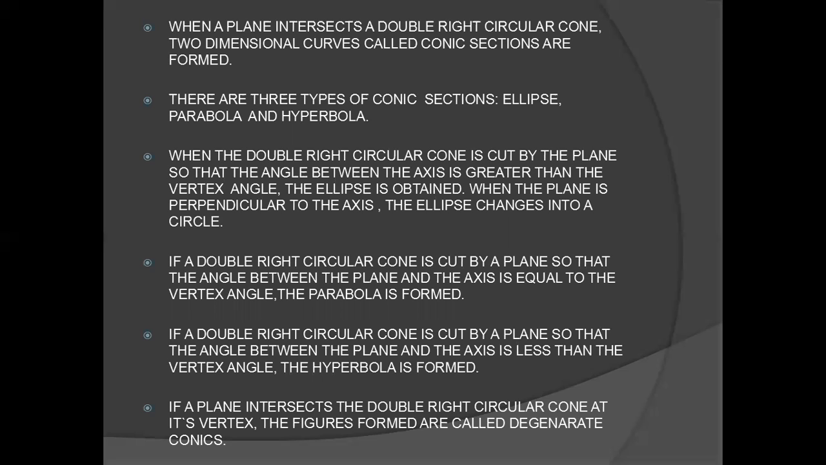If a double right circular cone is cut by a plane so that the angle between the plane and the axis is equal to the vertex angle, the parabola is formed. If it is cut so that the angle between the plane and the axis is less than the vertex angle, the hyperbola is formed. If a plane intersects the double right circular cone at its vertex, the figure obtained is known as degenerate conics.